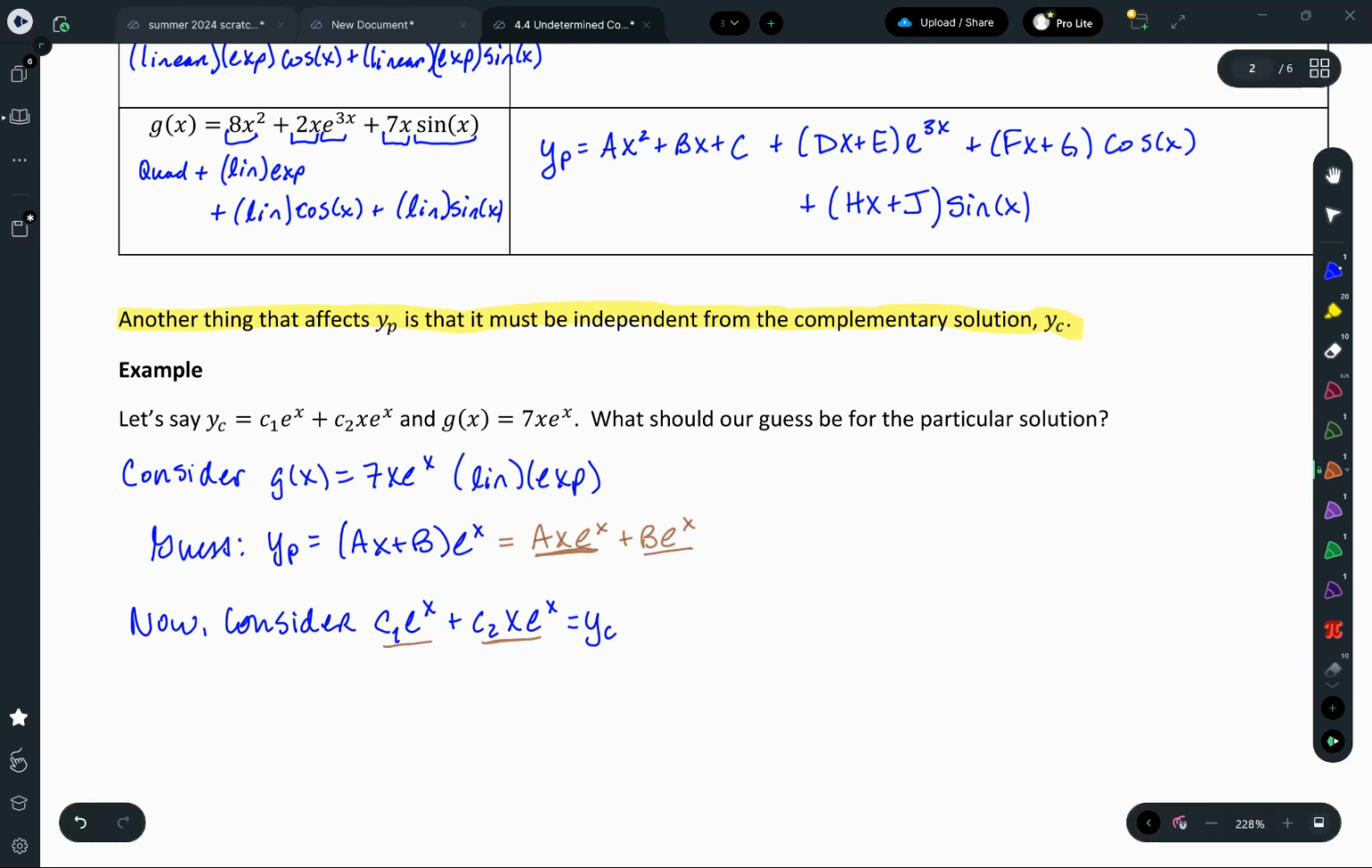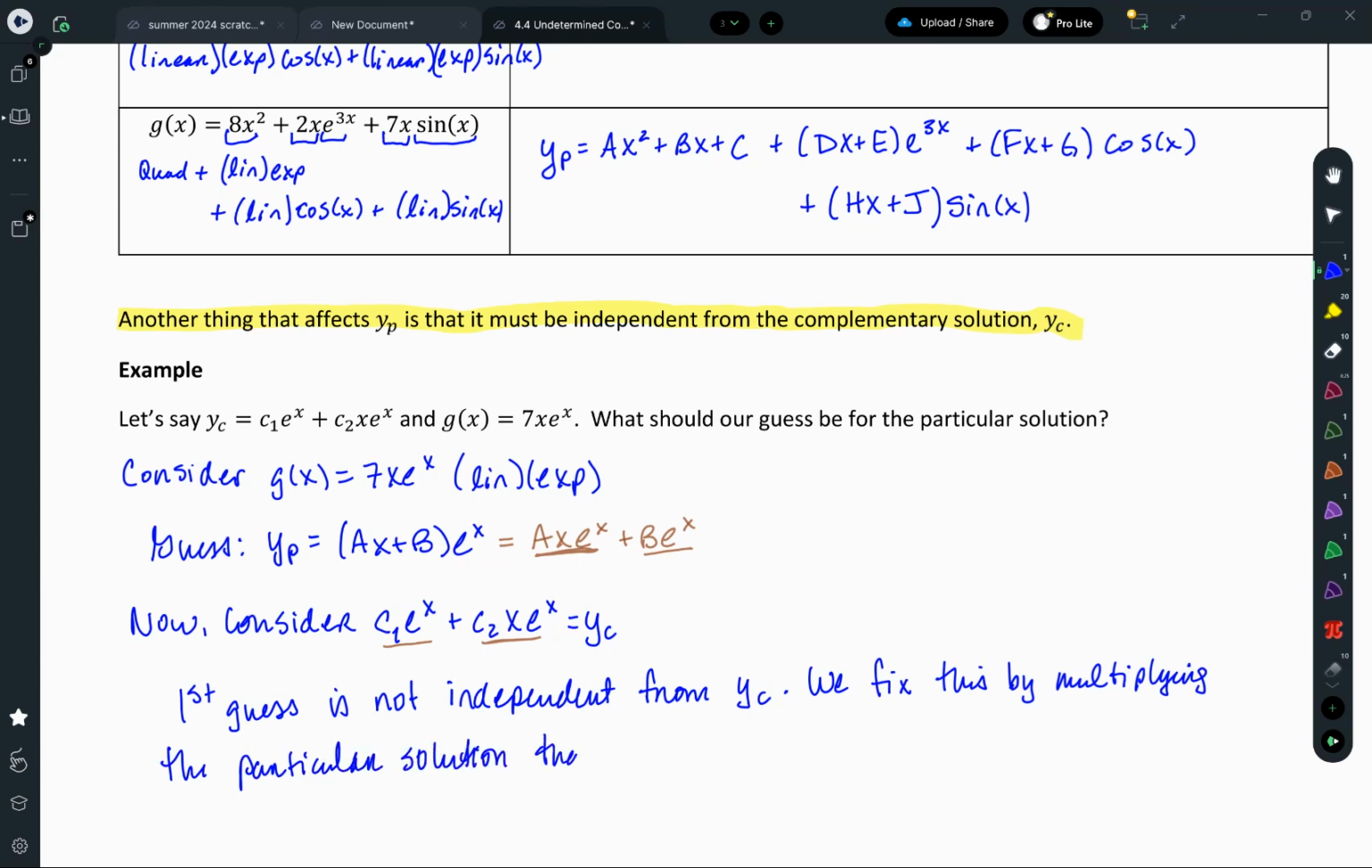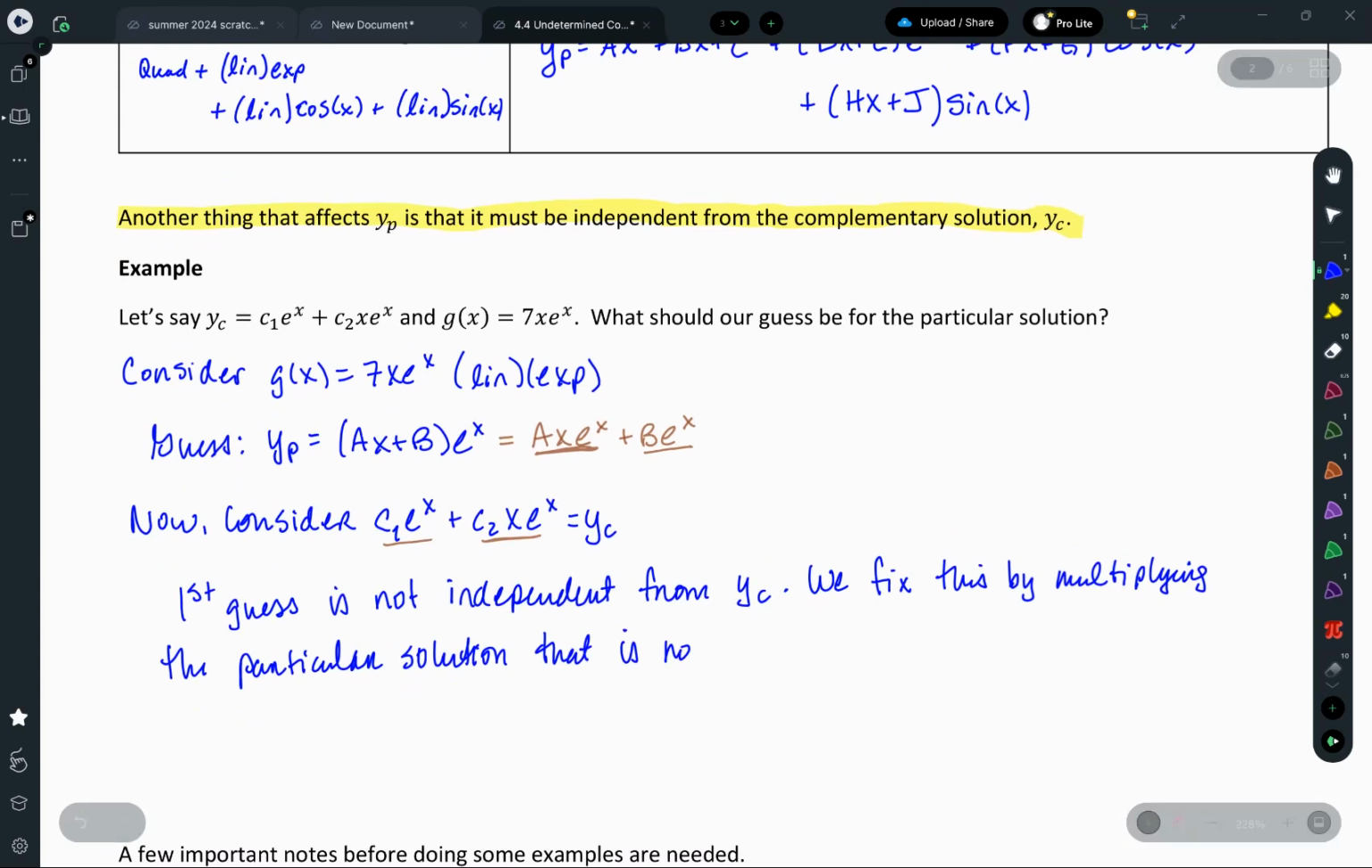So the first guess is not independent from yc. We fix this by multiplying the particular solution by an x.